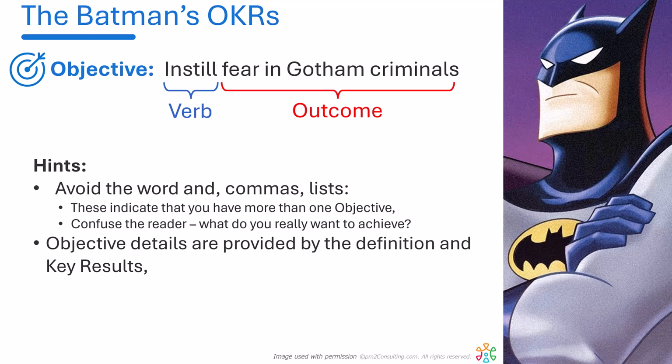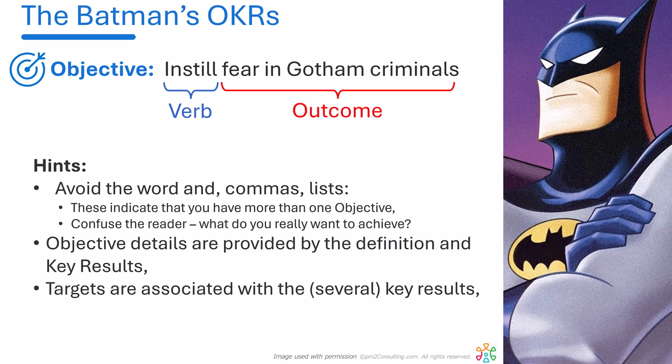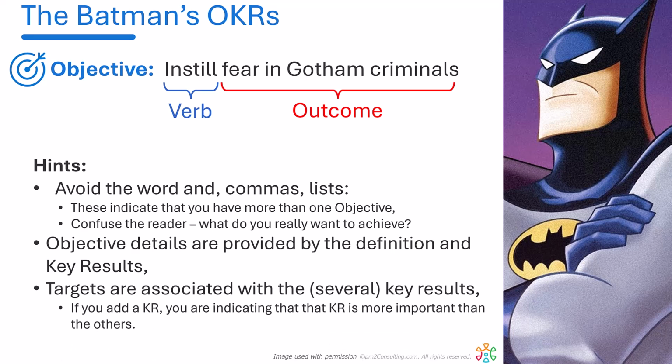In other words, once this is done, I can see "instill fear in Gotham's criminals," then I can see the definition and the key results, and I have a more holistic understanding. And then finally, sometimes people put the target in the objective name. And the problem is, if you do put that in, then what you're really doing is saying that one particular key result is more important than the others. So if it's something like "dominate our markets as measured by market share," then number of new customers and number of new products, all the other key results become instantly unimportant. So that's the tricks around the objective.